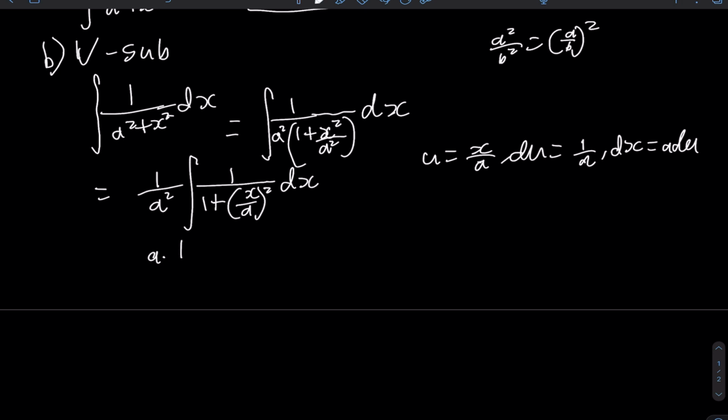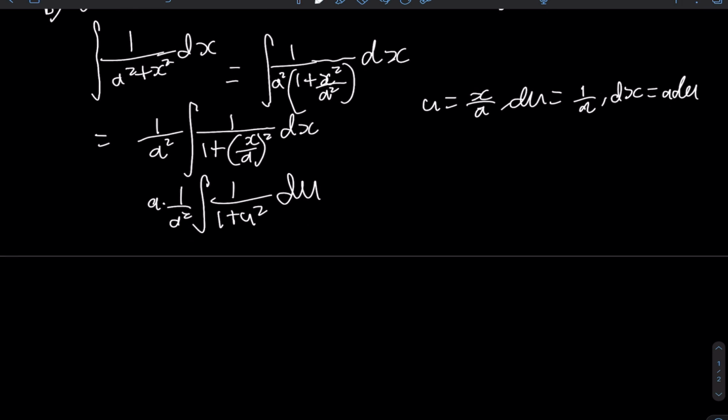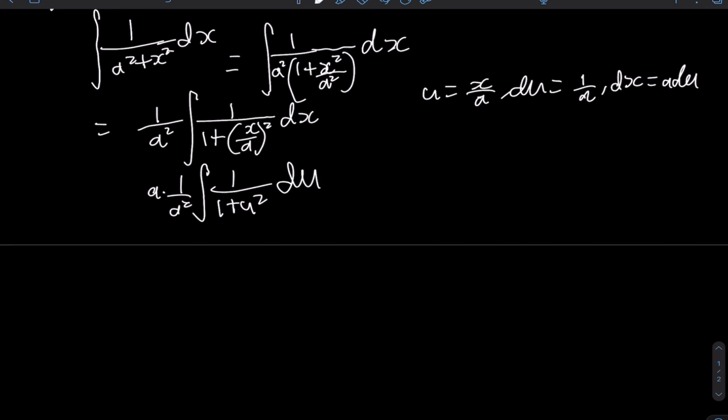So we have a times 1 over a squared times the integral of 1 over 1 plus u squared, because u is x over a, and then that was our dx. Our dx was a du, which we've taken the a out here. Now we have the du. So now we're just integrating 1 over 1 plus u squared in the u world, which is the inverse tangent of u. The inverse tangent of u, that is an important fact.